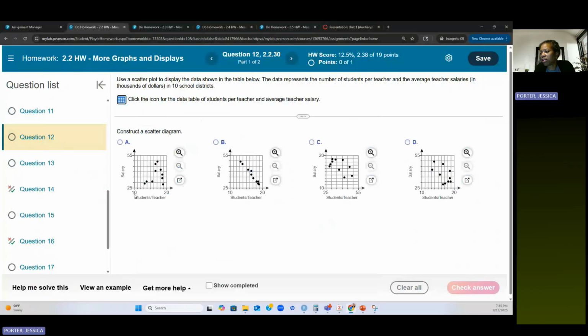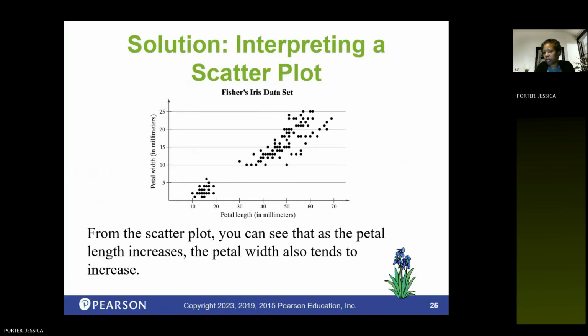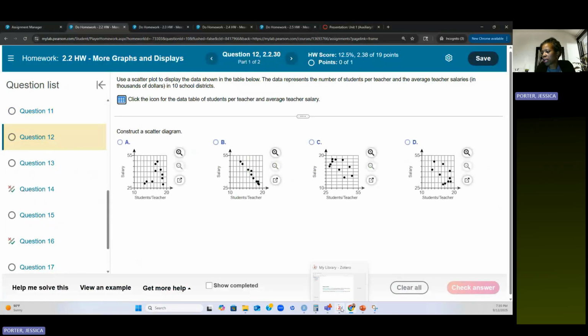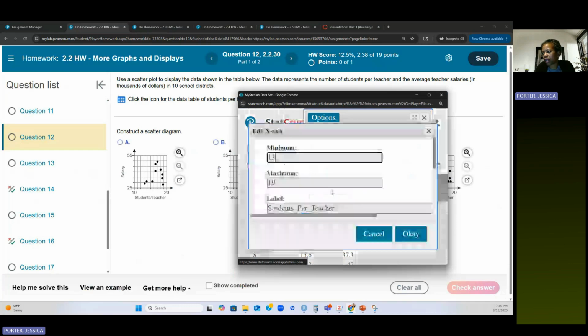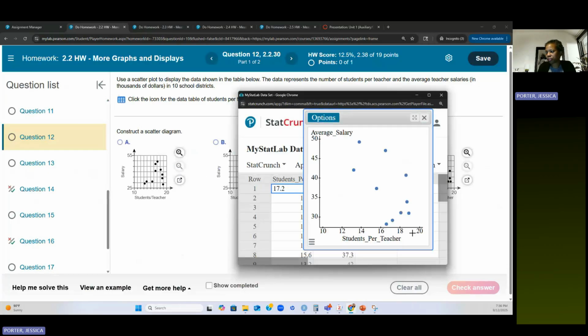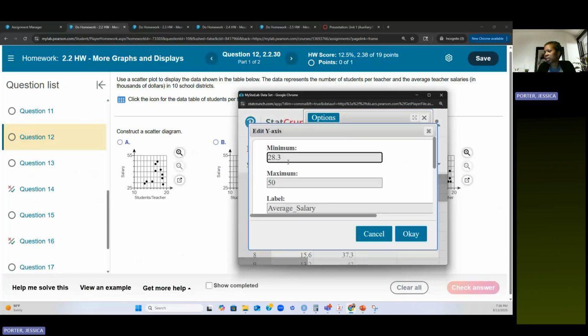Now, one trick here is what I do, I look at these boundaries. If you notice at the bottom, it goes from 10 to 20. In my StatCrunch screen, this little hamburger, I can click on that and go to X axis and change my minimum and maximum. You can do that for the X axis, and the Y axis goes from 25 to 55. So you can also change the Y axis from 25 to 55.